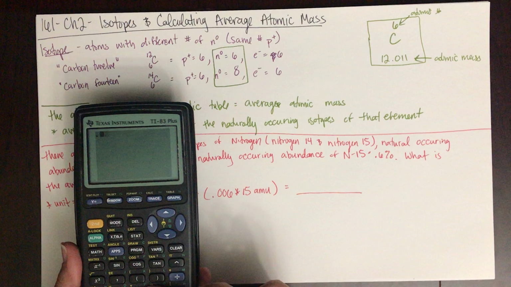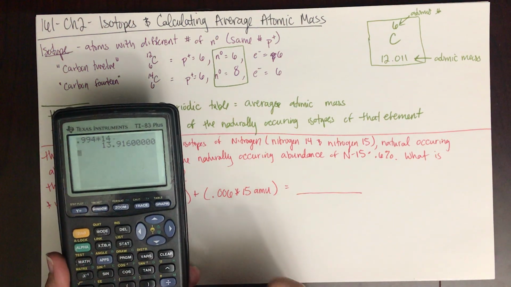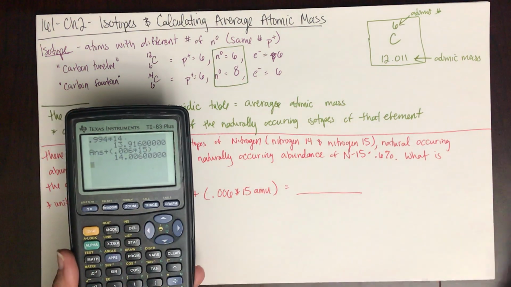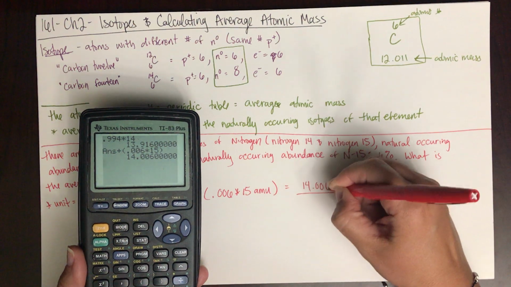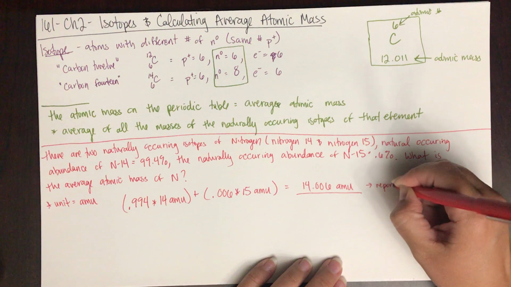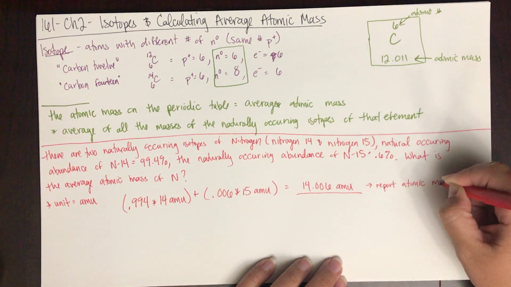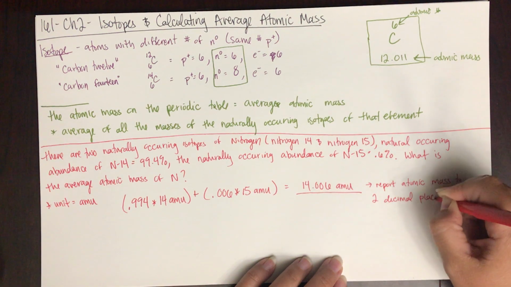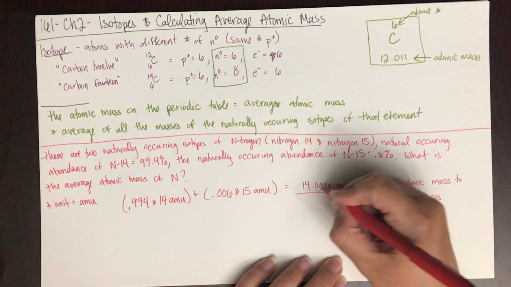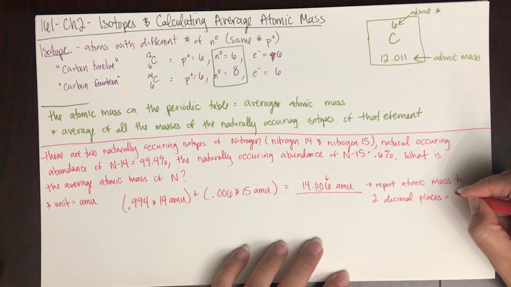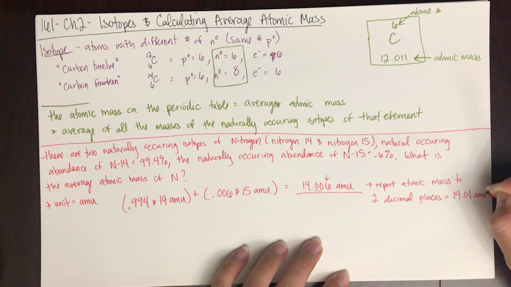So I'm going to say 0.994 times 14 plus 0.006 times 15 gives me 14.006 AMU. So this problem does not really include significant figures. Let's say we're going to report the atomic mass to 2 decimal places. So you would look 1, 2 decimal places, you look over. So the correct answer here, if we were reporting it to 2 decimal places, would be 14.01 AMU is the unit.